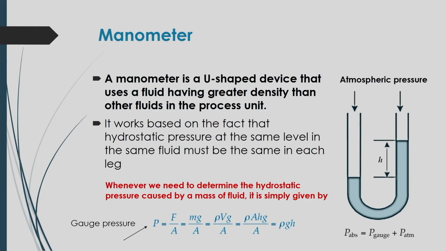There is also a certain principle of the manometer by which you can calculate the pressure, so you have to know how it works in the fluid system to get the pressure. A manometer is a U-shaped device used for measuring fluid pressure, and whatever fluid is used will generally have a higher density relative to the fluid flowing through the system. It works based on the fact that hydrostatic pressure at the same level in the same fluid must be the same in each leg of the U-tube manometer.